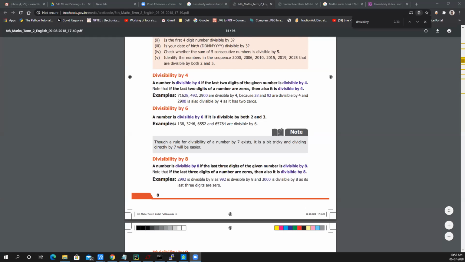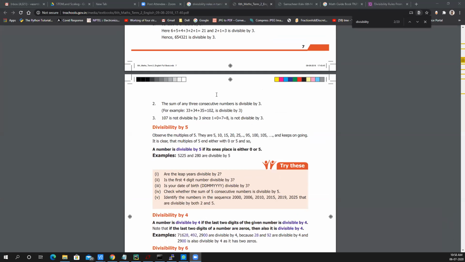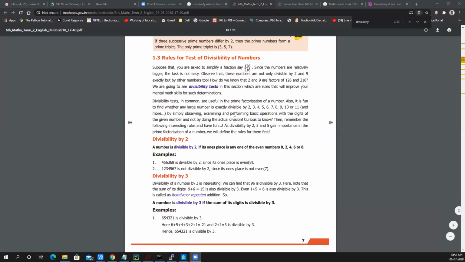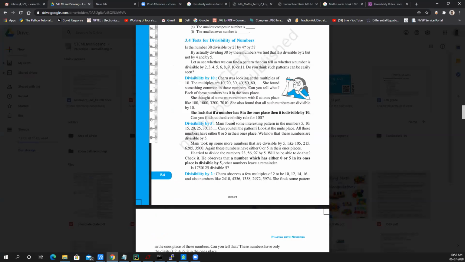Vasanth, you are sharing your screen? This is the state board book now. Still it is there. Okay. State board, it is in chapter 3. Sorry, CBSE in chapter 3.